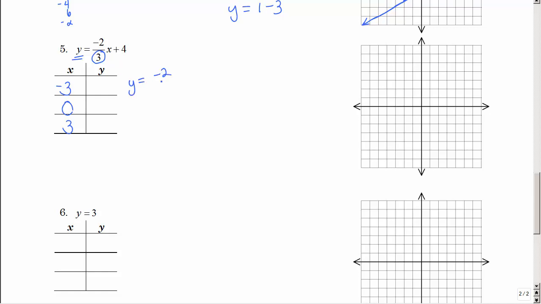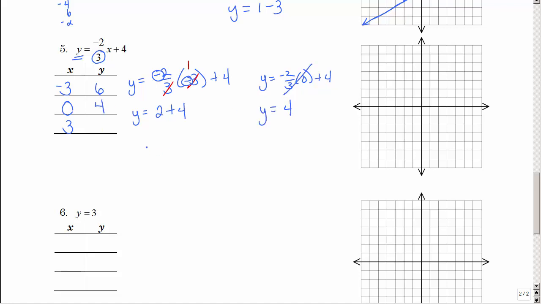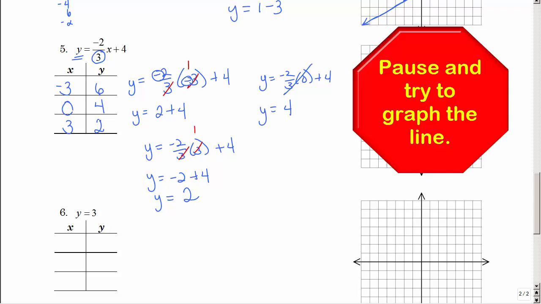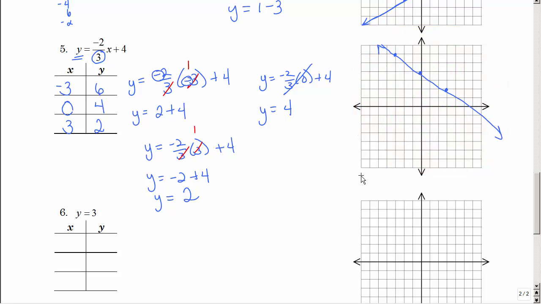Alright, so we have y equals -2/3 times -3 plus 4. Again, dividing out, don't lose that negative, negative times negative is positive. Then we have the easy arithmetic with 0. And then our last one, we've chosen nice, easy numbers to deal with. And I believe that gets you 2. So again, why don't you pause, plot those points, graph the line. Again, I could have benefited from a straight edge, but there you go.